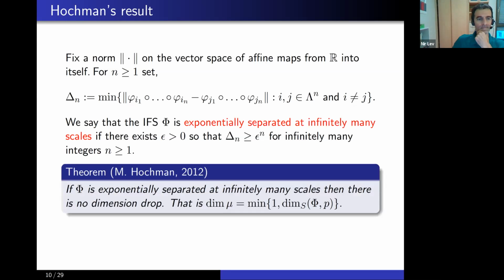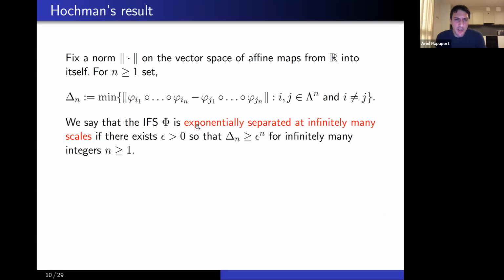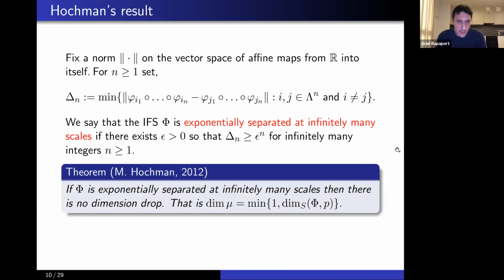So Hochman's result, which proves a milder version of the conjecture, and let me say regarding this condition: this is a stronger requirement than saying that the IFS phi has no exact overlaps. And Hochman's main theorem says the following. If phi is exponentially separated at infinitely many scales, then there is no dimension drop. That is, we have this equality.